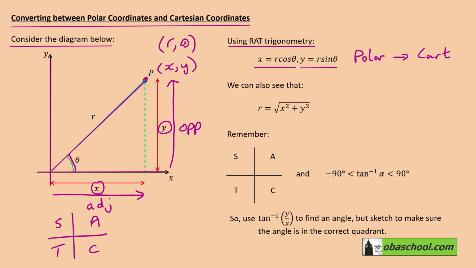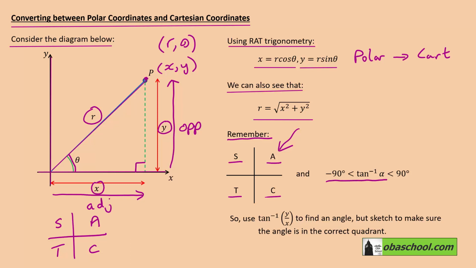When going the other way, we can see from Pythagoras' theorem that r is equal to the square root of x squared plus y squared, since r is the hypotenuse of this right-angled triangle. Remember, though, that we do have the four quadrants. All angles positive, so all sine, cos and tan positive in there. Sine only positive, tan only positive, cosine only positive.